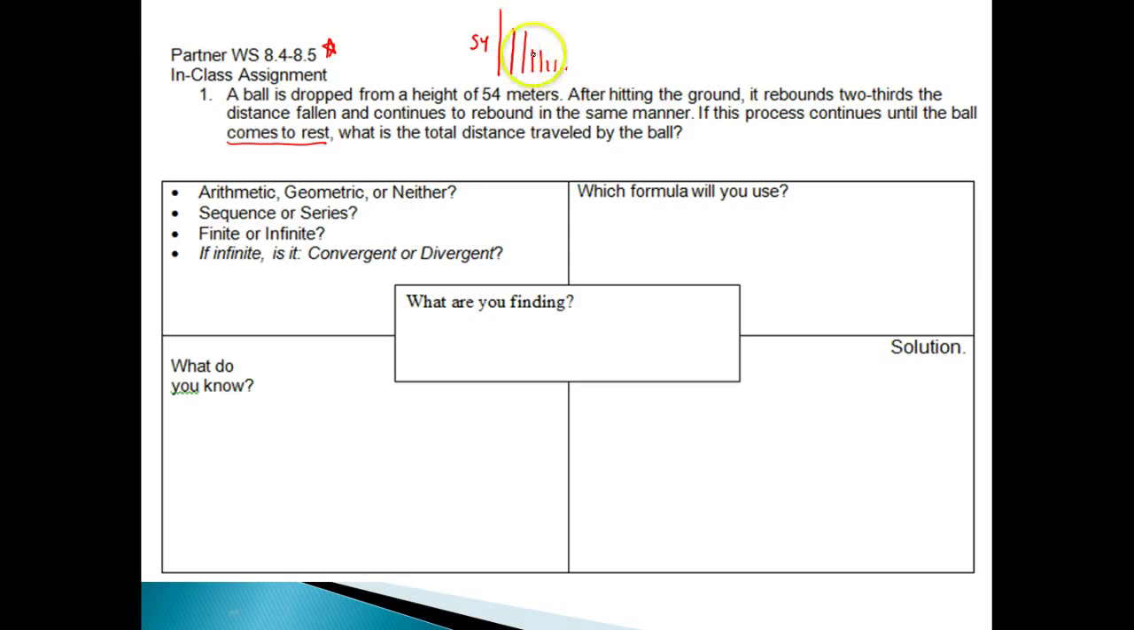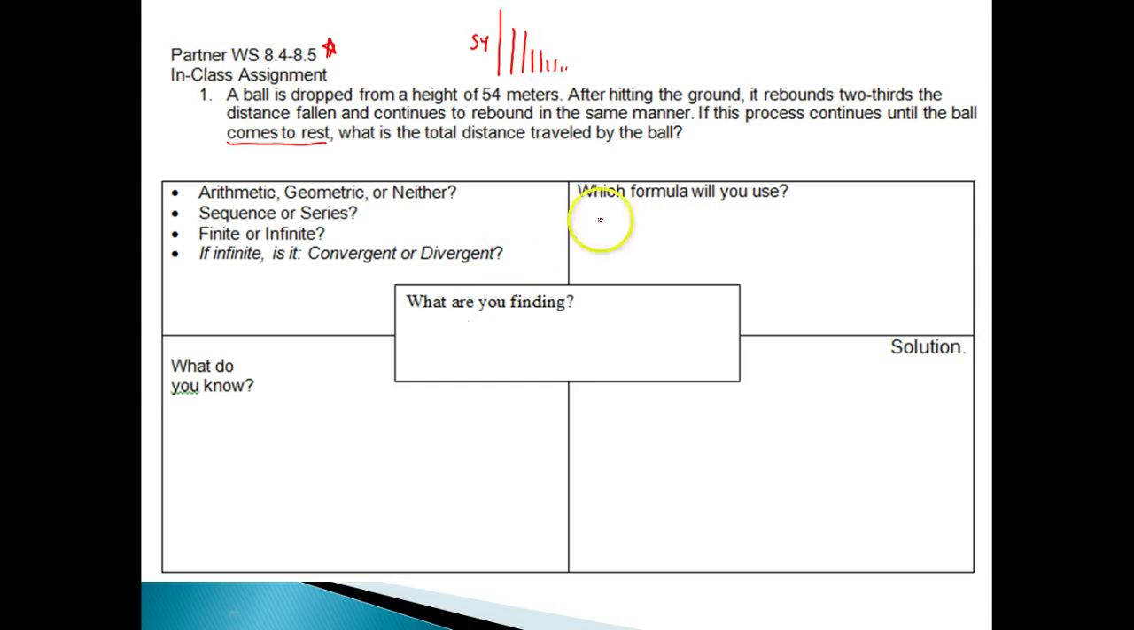2/3, and we really don't know. I mean, if it's 2/3 every time, then it's really never going to stop. It's going to keep bouncing 2/3, but 2/3 will be so imperceptible after it ends up looking like it's come to rest. But really, this is infinite.